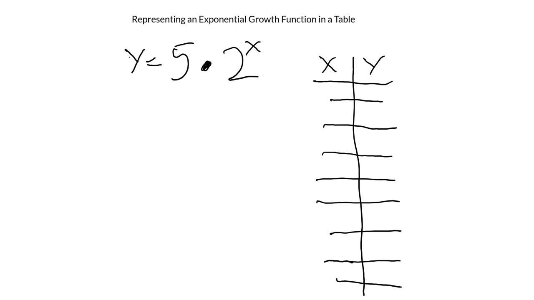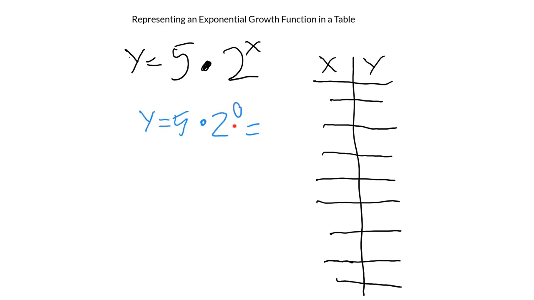When you are graphing an exponential, it's usually a good idea to start with a table to get an idea of what's going on. So we have the equation y equals 5 times 2 to the power of x. Let's start by figuring out what happens when x is 0.